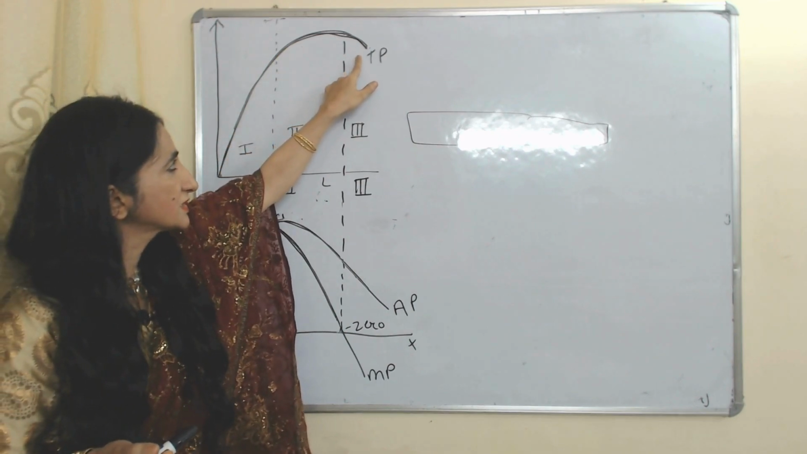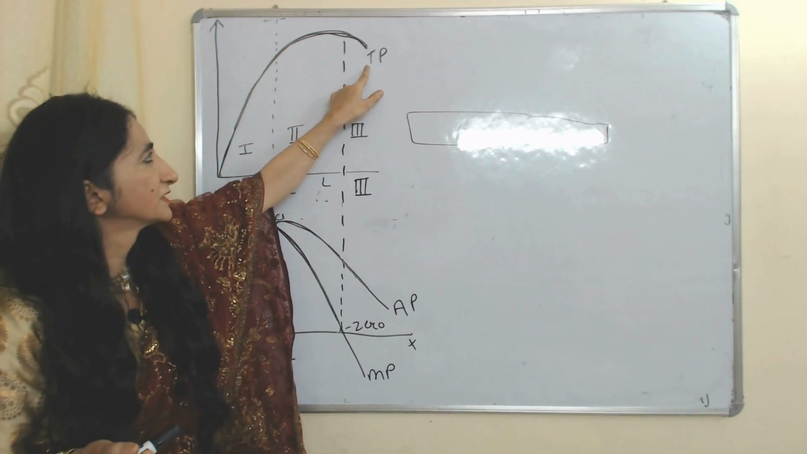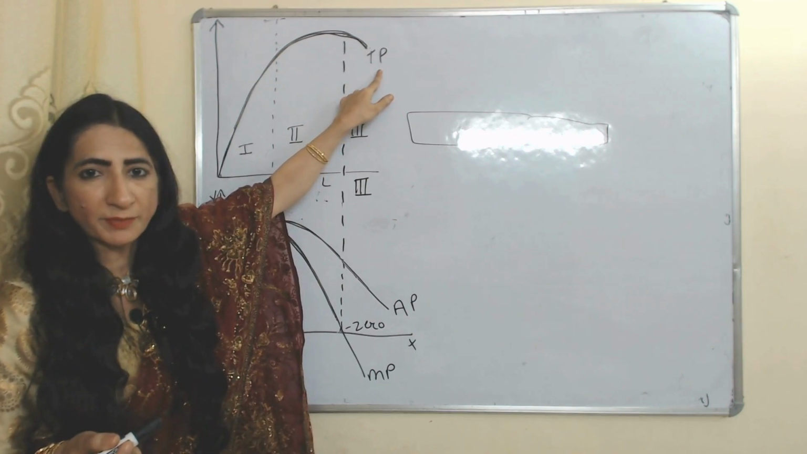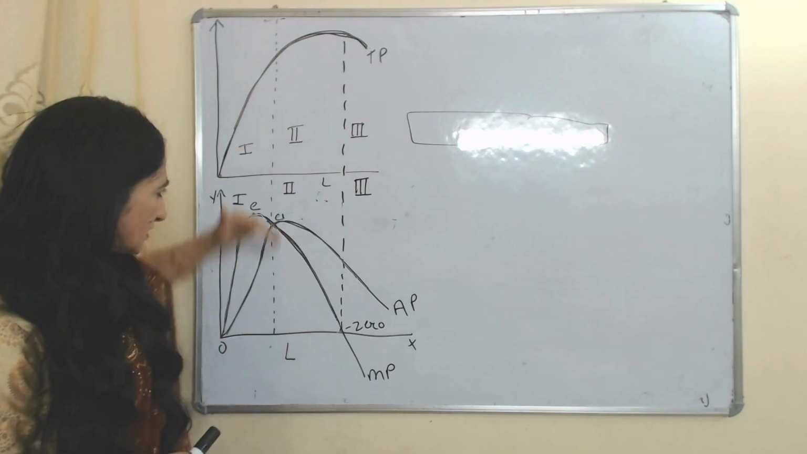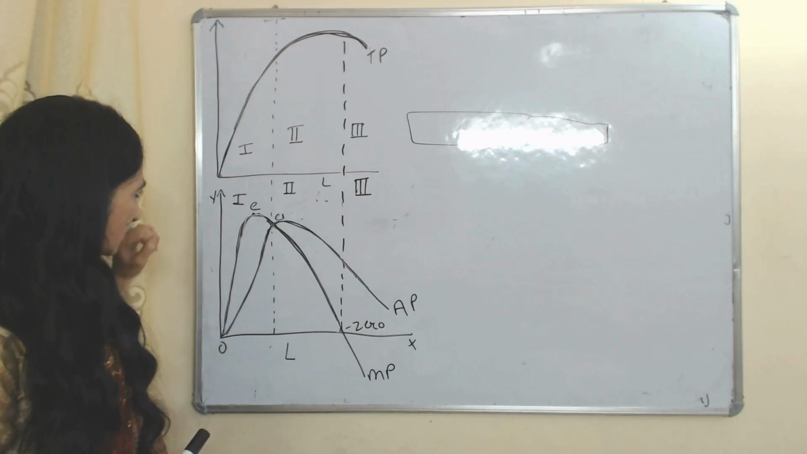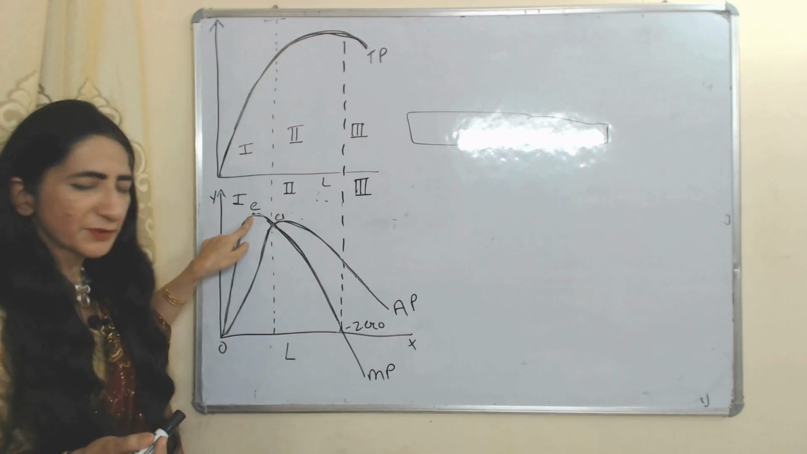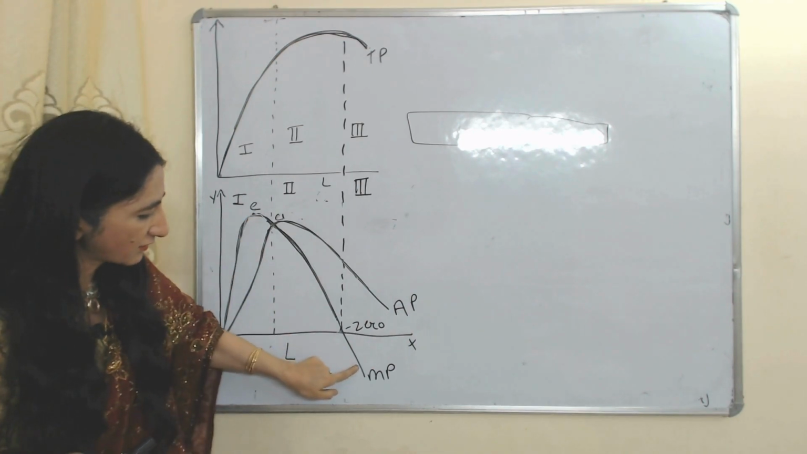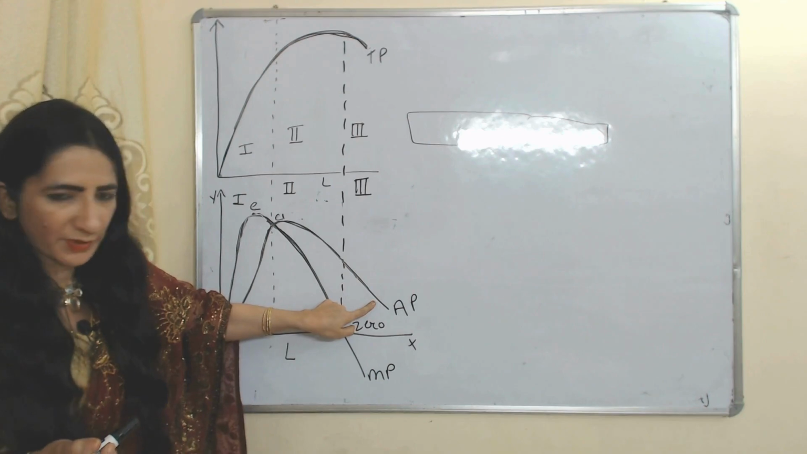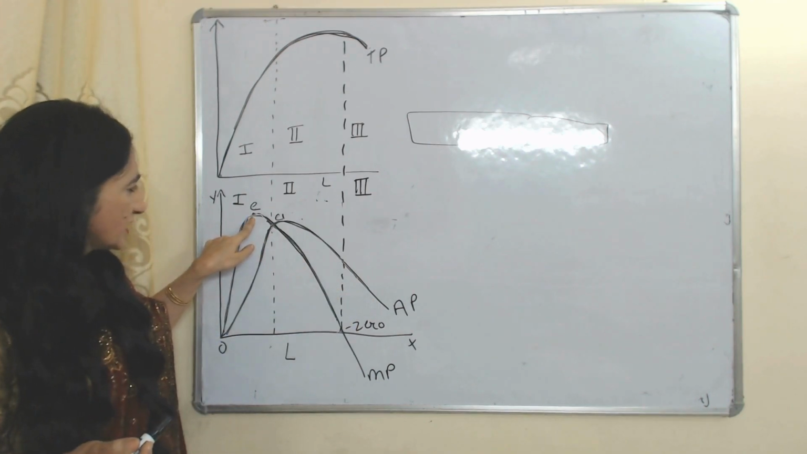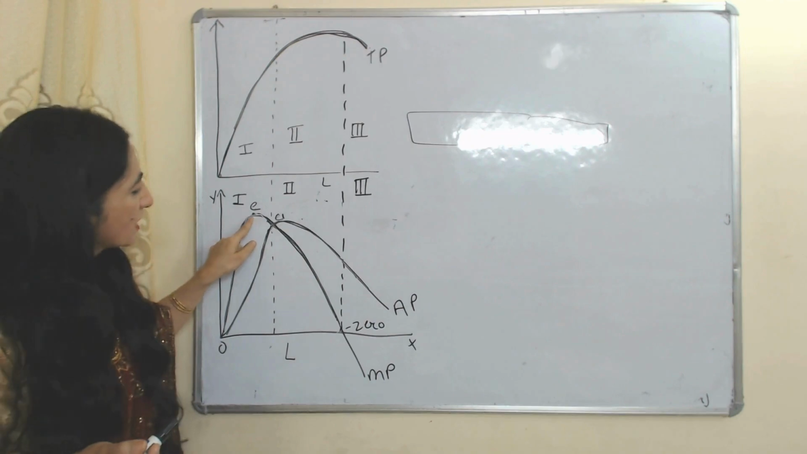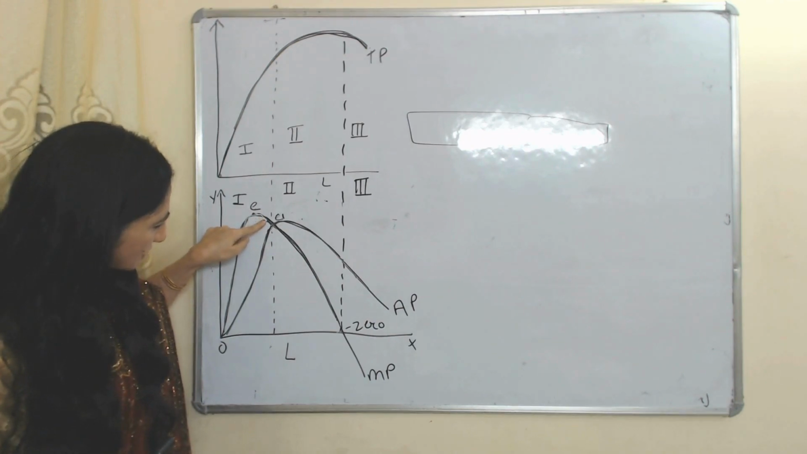During the third stage, our total product is reducing. This TP shows our total product curve. Both diagrams are connected. Here you can see at this E point, our marginal product becomes maximum. This curve represents marginal product, this curve represents average product. At E point, our marginal product becomes maximum. After that, it starts reducing.